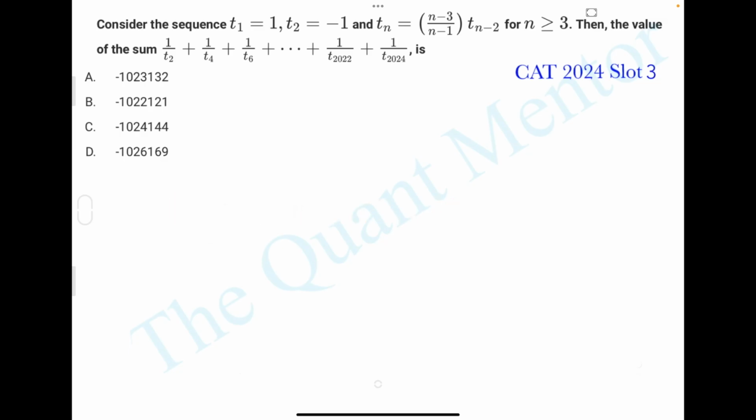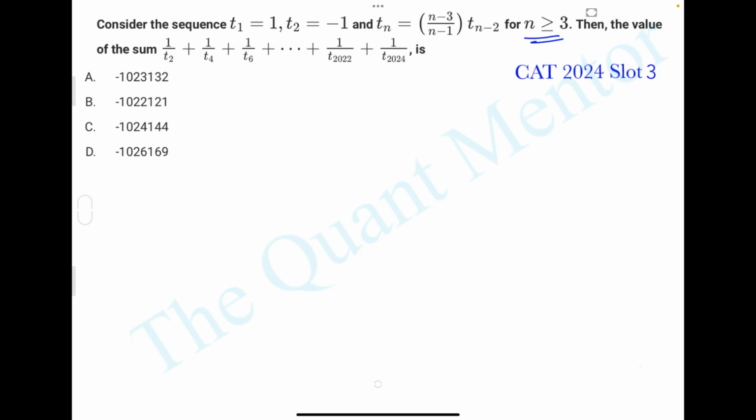So, consider the sequence t1 is 1, t2 is minus 1, and tn is (n − 3)/(n − 1) times t(n−2) for all n greater than or equal to 3. Then the value of the sum of 1/t2 + 1/t4 + 1/t6 up to 1/t2022 + 1/t2024 is.